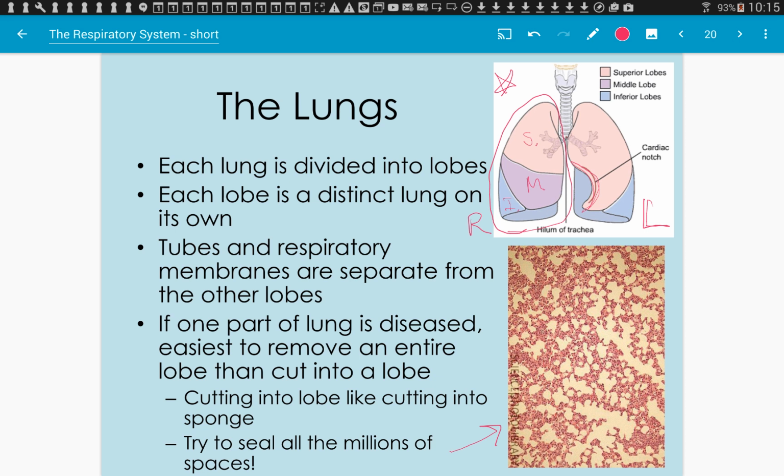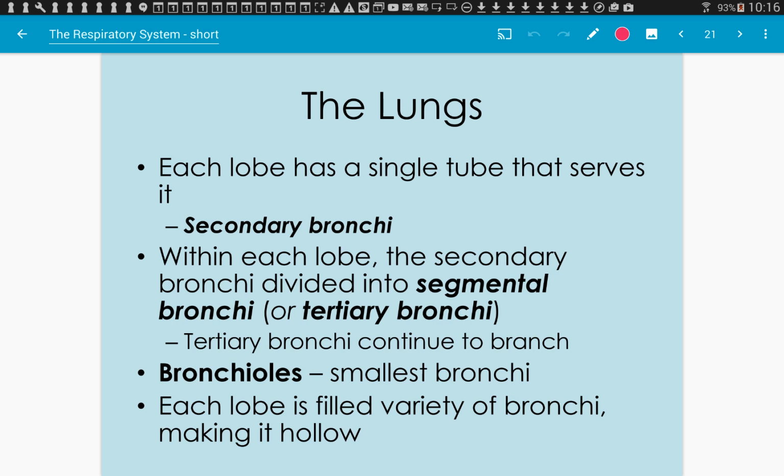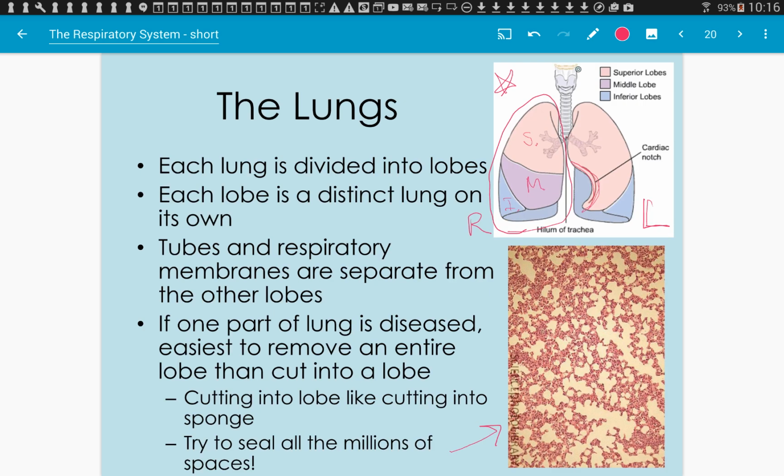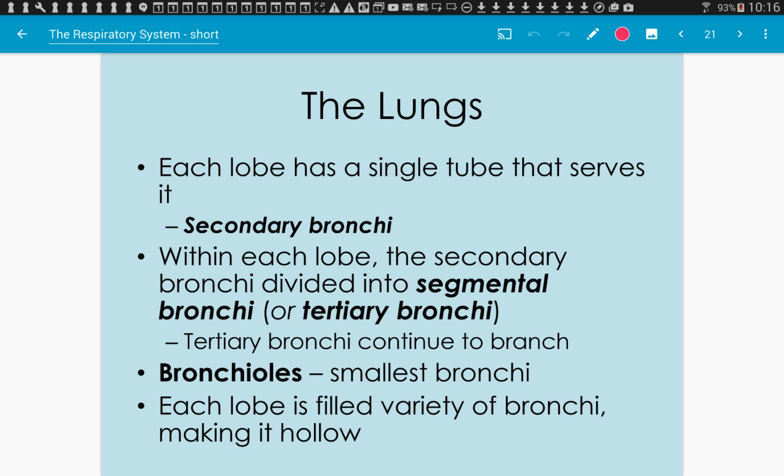It's good to remember the facts about the lobes, the names of the lobes, and how many on each side. Definitely you're going to need to know that. Okay, so each lobe, we already know, has its own air supply and blood supply.